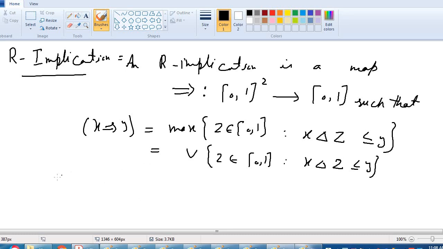Now we check whether this R implication is an implication. We will prove that it is an implication. So we show what 1 implies 1 is. We apply this formula: x implies y is equal to max of z belongs to [0, 1] such that x delta z is less than or equal to y. This is the definition of R implication. We apply it on x and y.